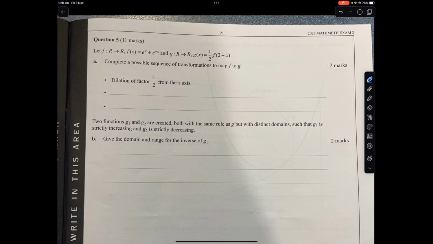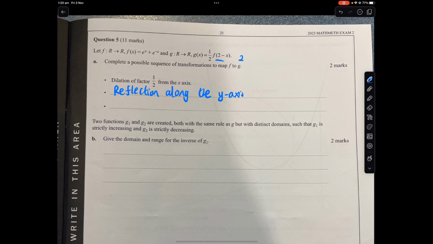Let f of x be this and g of x be that. Complete a possible sequence of transformations that transforms f to g. Dilation by a factor of half. Yes. There is also a reflection along the y-axis. So reflection along the y-axis.